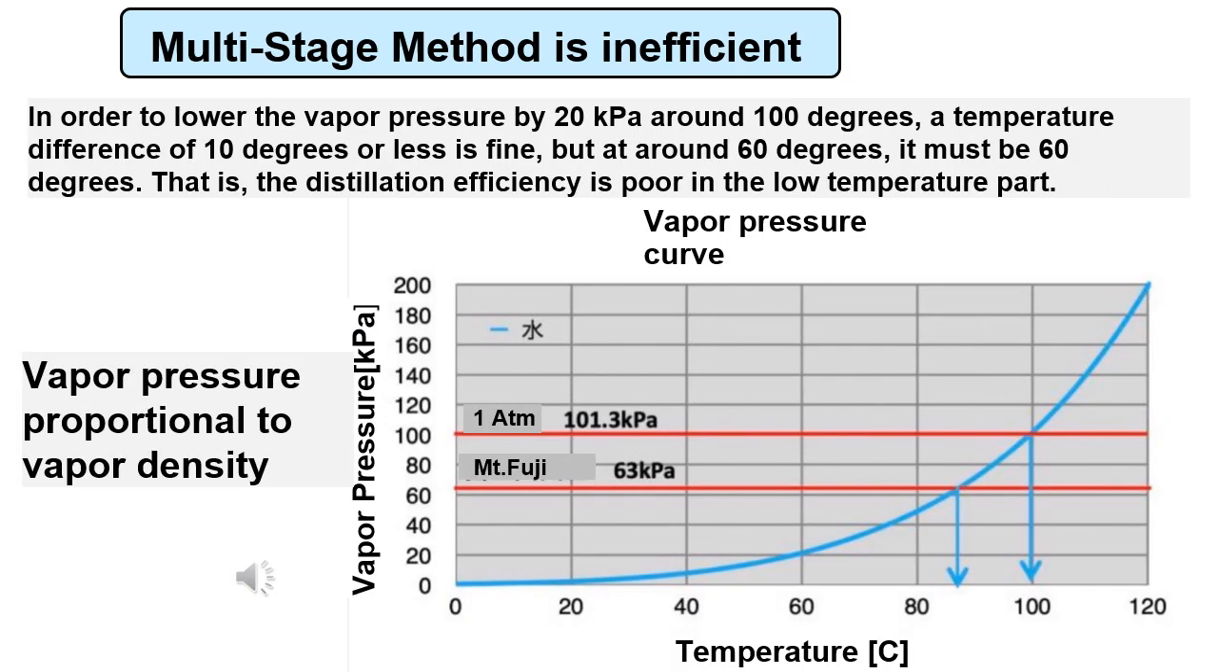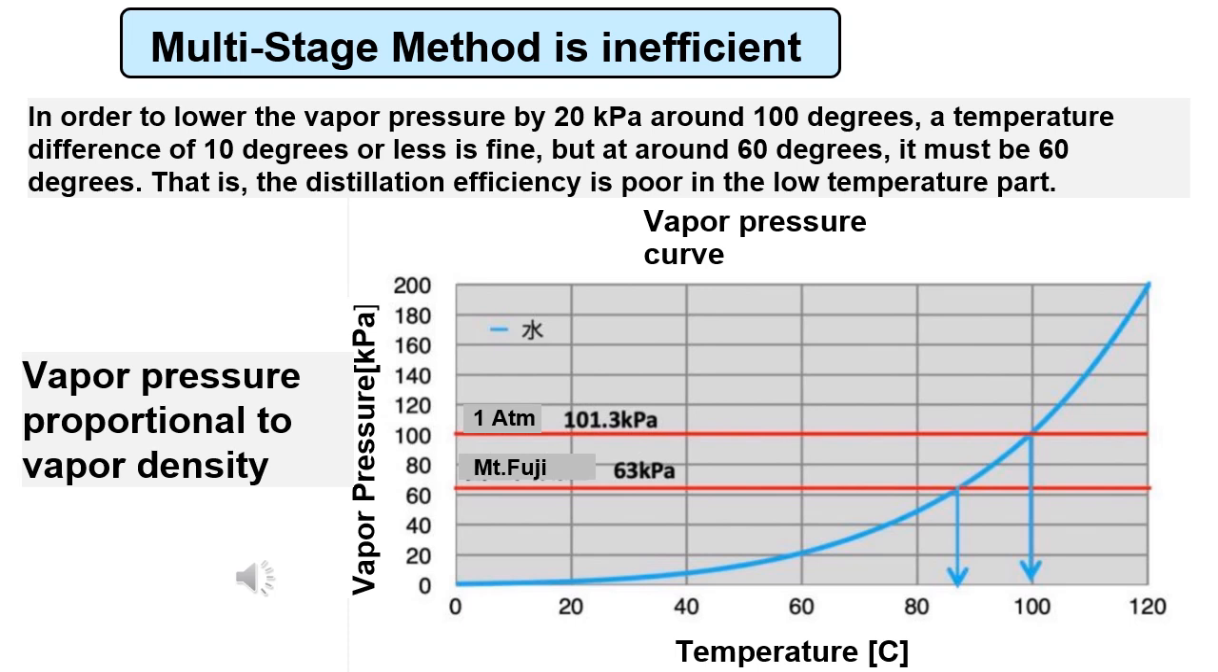The relationship between boiling temperature and saturated vapor pressure is shown in the figure. If you look at this, water boils at 100 degrees at atmospheric pressure, but at the top of Mount Fuji, it boils at 88 degrees. This is why rice cannot be cooked well on the summit of Mount Fuji.